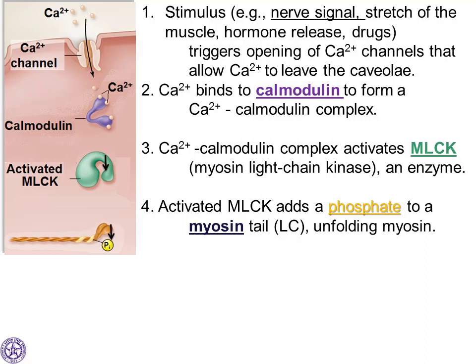Myosin light chain kinase, once activated by calmodulin, adds a phosphate to the myosin light chain or the myosin tail, leading to, what does that next part say? The unfolding of myosin. I want you to underline, highlight, circle, unfolding. Because this is a key concept in understanding smooth muscle contraction and relaxation.